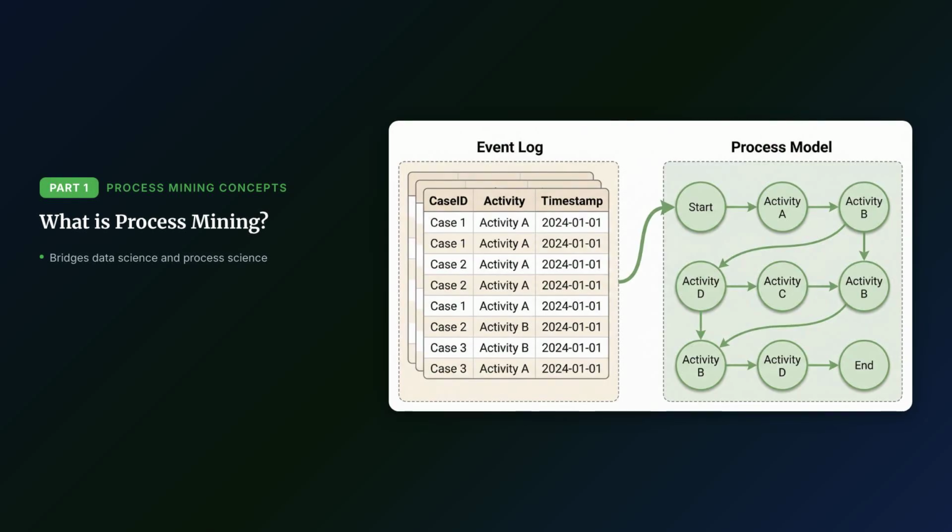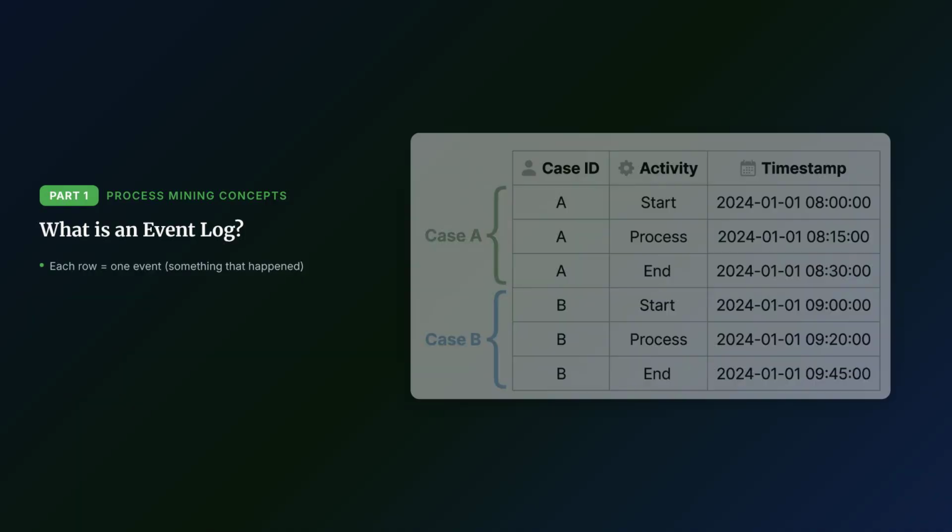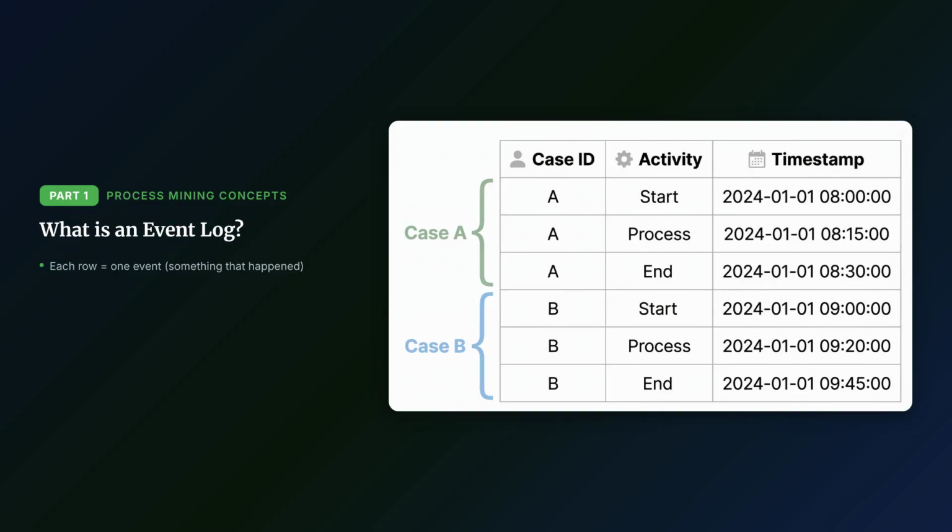Process mining is a discipline that bridges data science and process science. It takes event logs, digital footprints of real activities, and transforms them into visual process models. Think of it as an X-ray for your business operations, revealing how work actually flows compared to how it's supposed to. An event log is a structured record where every row represents one event, something that happened.